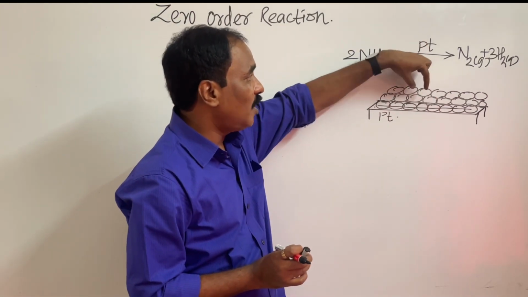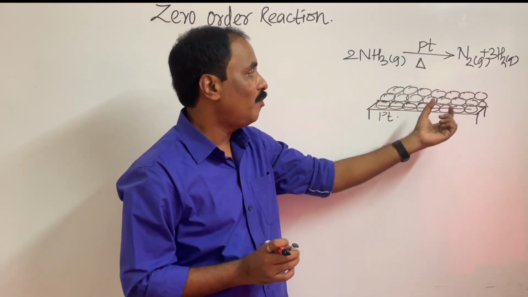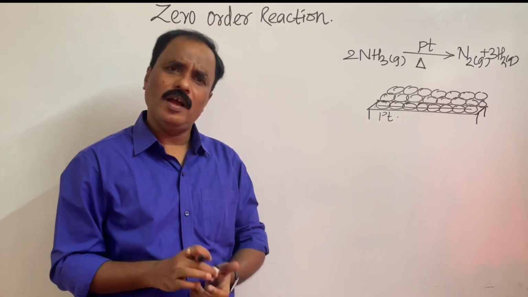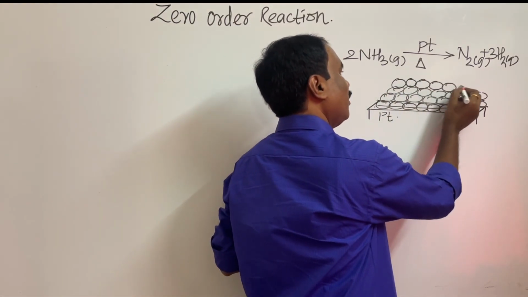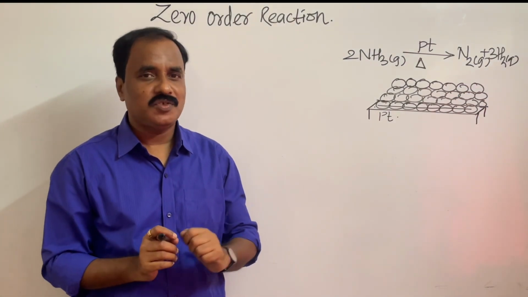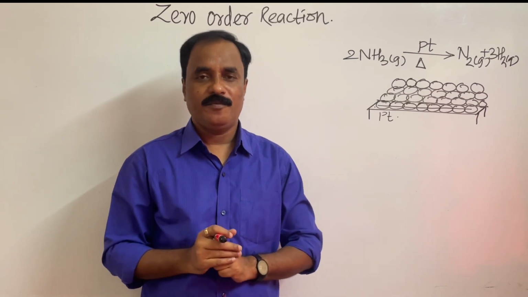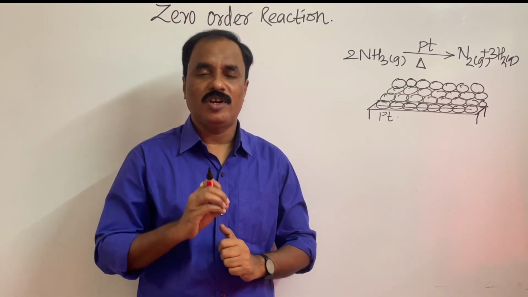The ammonia molecules present in the upper layers are away from the platinum surface. Again, if I increase the concentration of ammonia, these ammonia molecules are again away from the platinum surface. That means decomposition of ammonia does not depend on the concentration of ammonia. Decomposition of ammonia does not depend on the concentration of reacting molecules.